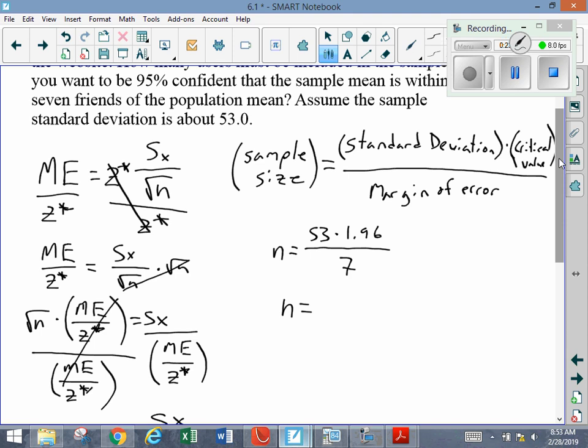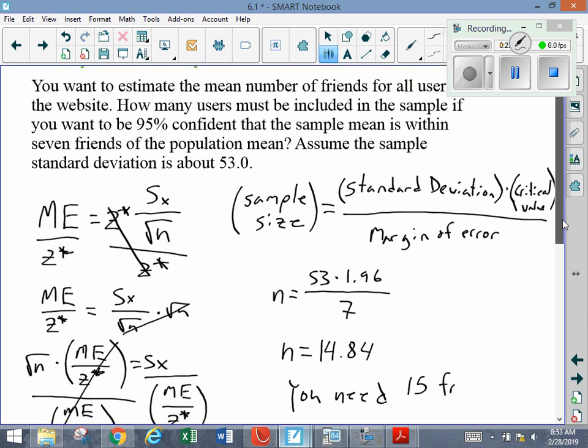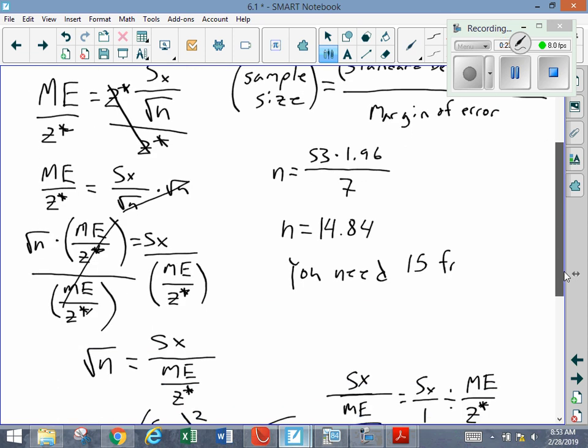53 times 1.96 divided by 7, 14.84. We're always going to round up. So we're talking about people, right? It'd be weird. You can't select 0.84 of a person, for example. So you would say you need 15. How many users? 15 users.